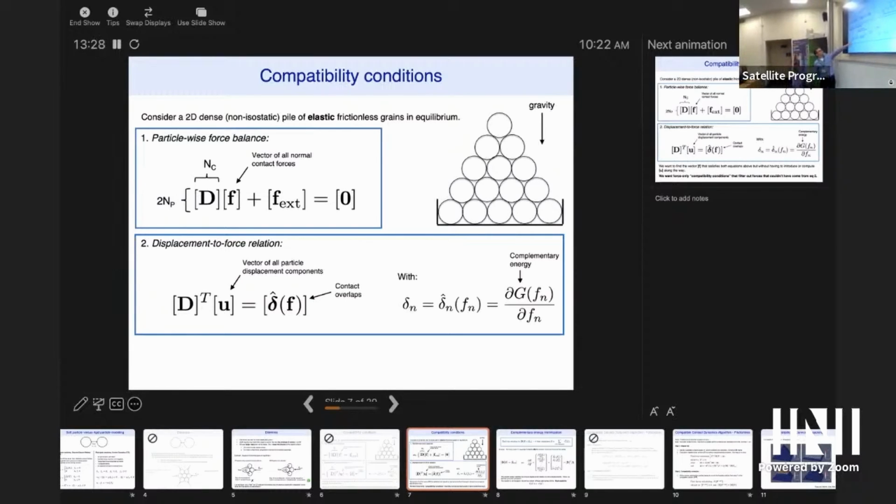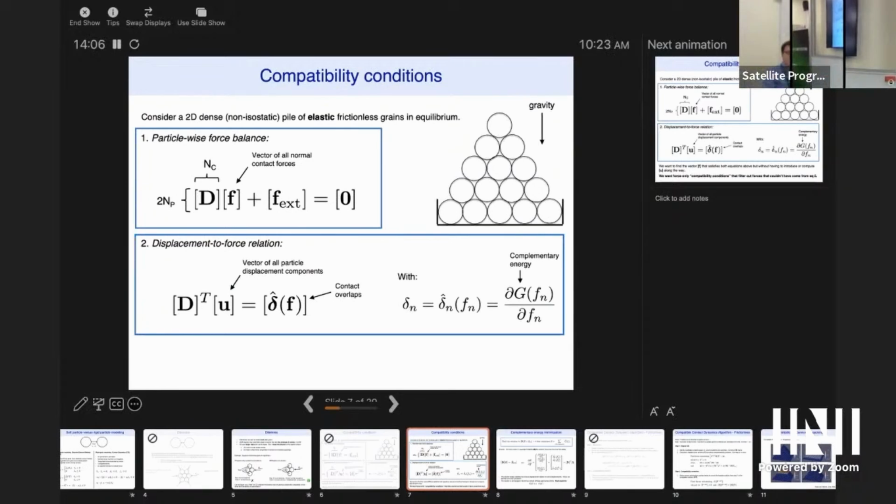All right. So the transpose of the assembly matrix times that extra set of displacement vectors corresponding to each grain gives me the overlaps between the grains. Now, if I believe in elasticity, those overlaps are a function of the forces, right? So just like I could say force is given from overlap, you can invert that, okay? And so each overlap is some function of the force. And if it's elasticity, that function is the derivative of some complementary energy function. Just some function, g of f of n, and its derivative gives me delta. Okay? So this is the mathematical statement.